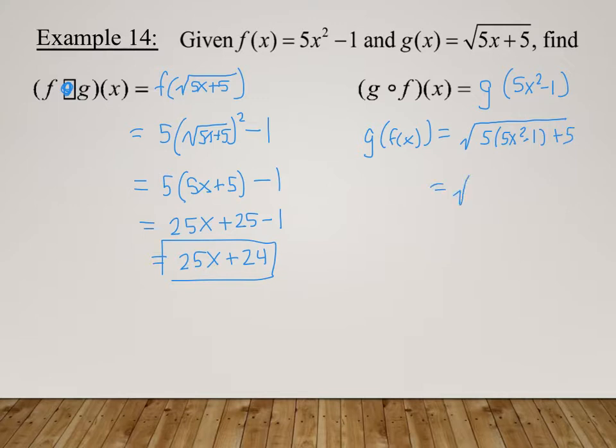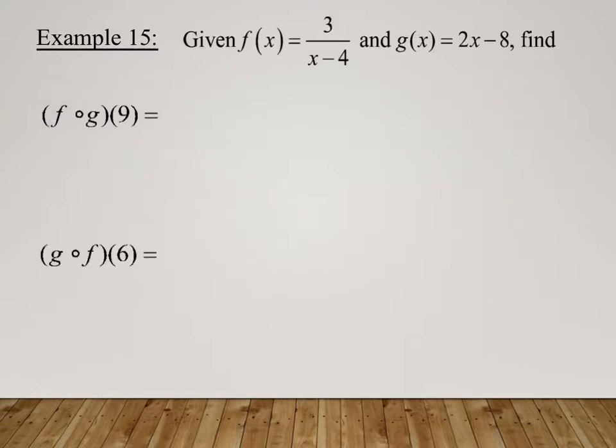This is equal to the square root of 25x squared minus 5 plus 5. This is equal to the square root of 25x squared, which is equal to 5 absolute value of x. Why the absolute value of x? Because we're taking the square root of x squared. X squared is always going to be positive, so the number x, regardless of whether it's negative or positive, is always going to be positive in this particular case.